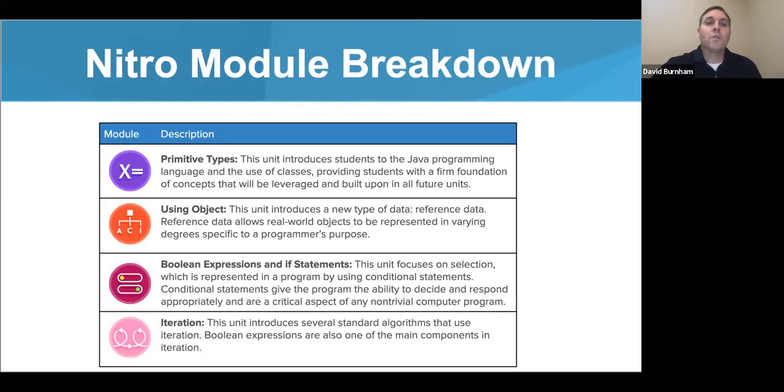So let's take a closer look at modules in Nitro. As I previously mentioned, our modules follow the same order as College Board. With this in mind, you notice that we dive into objects early on in Module 2, after covering primitive variables. This would definitely challenge students early on in the course. From there, students cover some basic computer science concepts with conditional statements and loops.